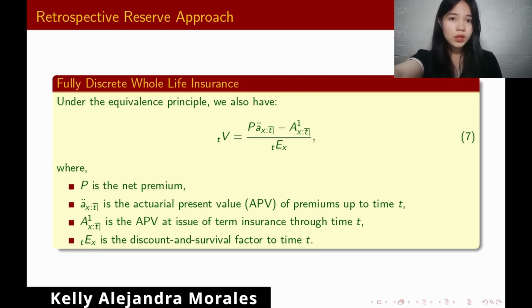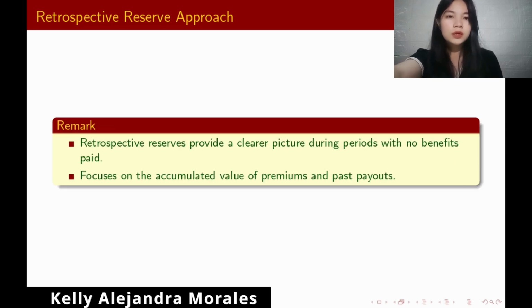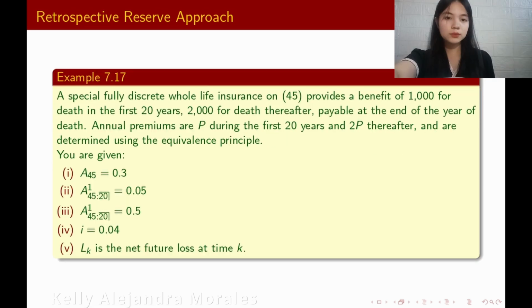For annuities due, the payment at time t is not included in the accumulated value, while for annuities immediate, it is included. The accumulated value of premiums minus the accumulated cost of insurance at time t can be seen in this formula. Note that retrospective reserve calculations are often simpler than prospective calculations for deferred plans during the period when no benefits are paid. In that case, there are no payouts, so the reserve is just accumulated premiums.